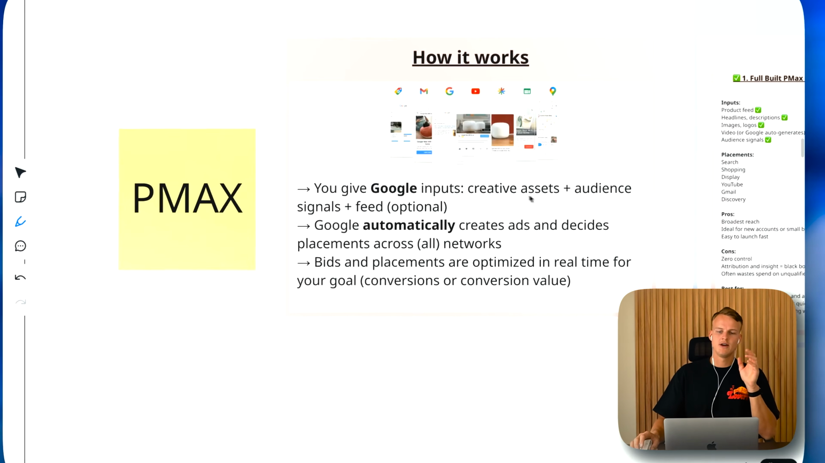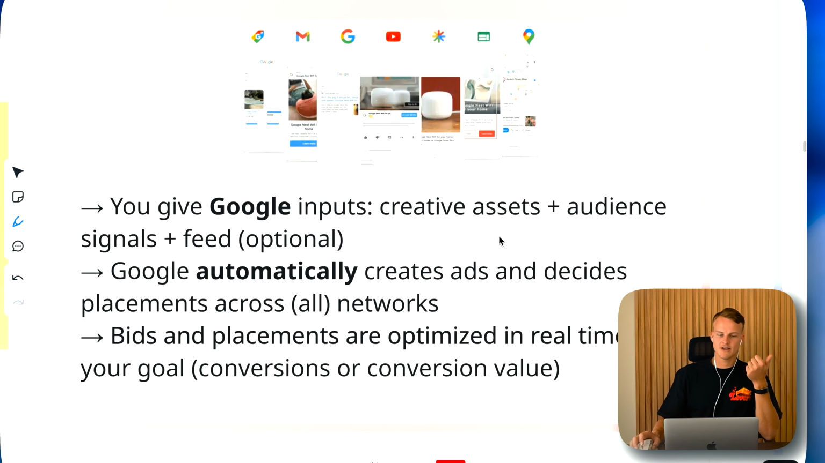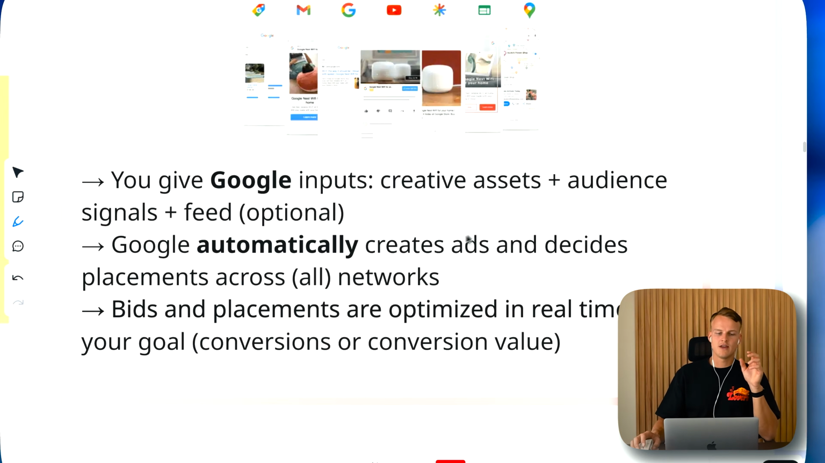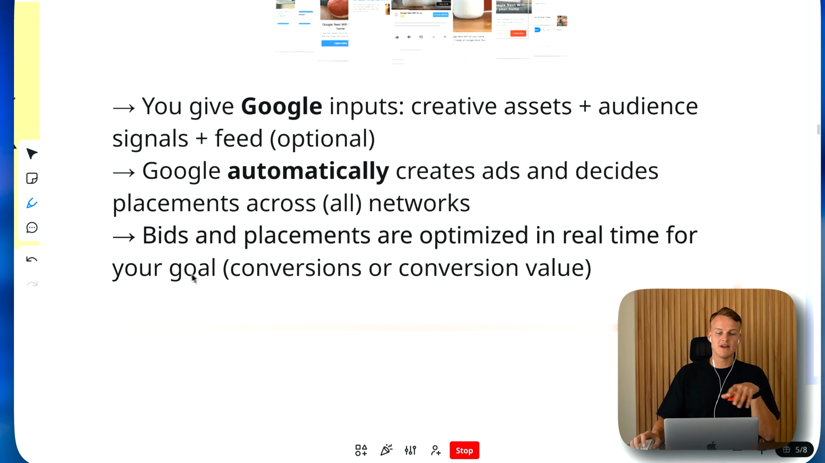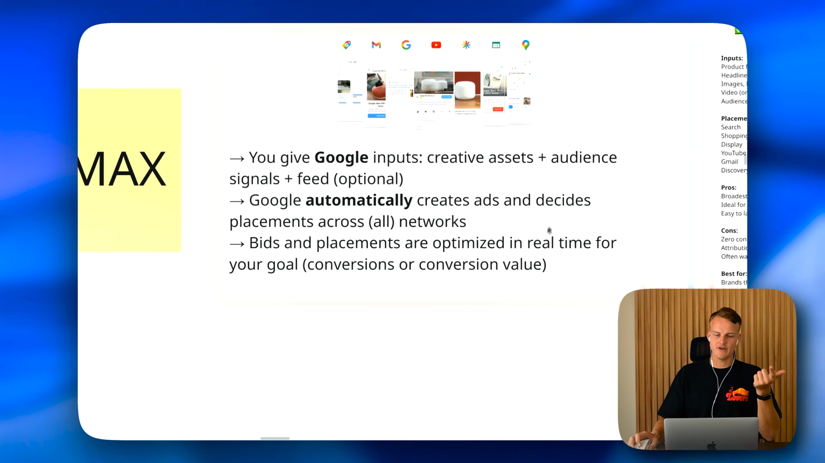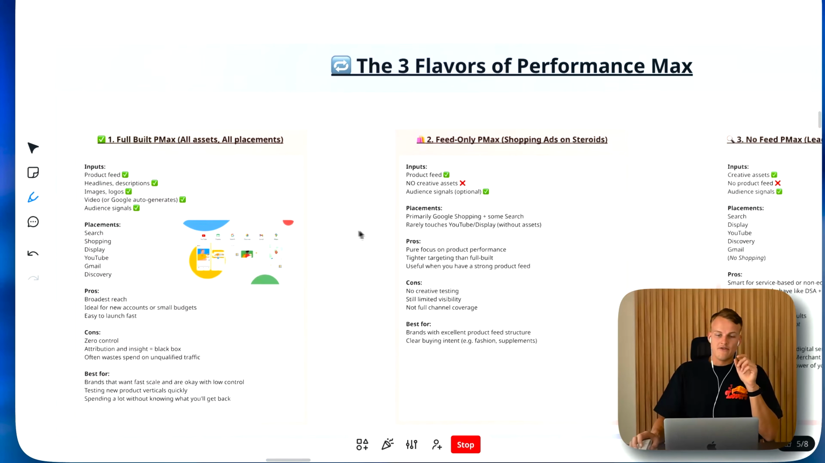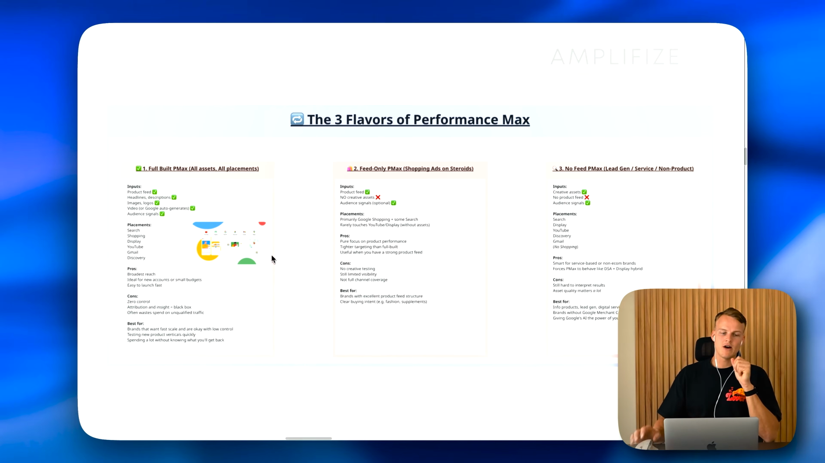But how it works is you give Google inputs, so creative assets, audience signals, and a feed, which is optional. Then Google automatically creates ads and decides placements across all networks. And bids and placements are optimized in real time for your goal, so conversions or conversion value. The three flavors of Performance Max that we have are a full build Performance Max, which is what it's meant to be from Google.